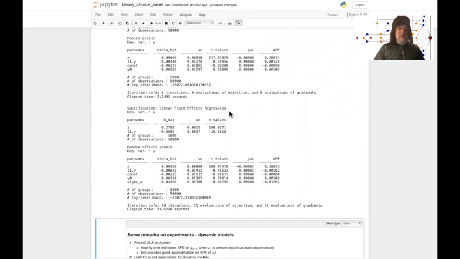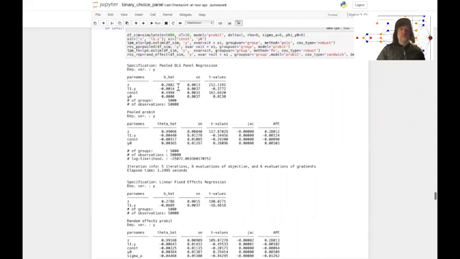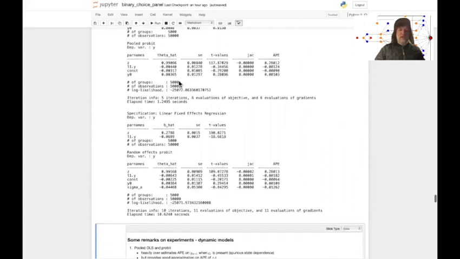Also in the linear fixed effects model, we get approximately the same as we get for the pooled OLS regression. These are both consistent under this data generating process because we have no correlation between the unobserved effect and the explanatory variables. So everything seems nice so far.